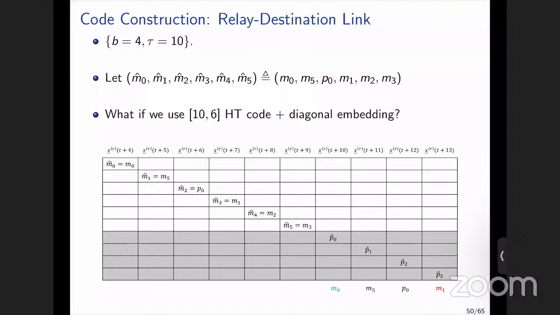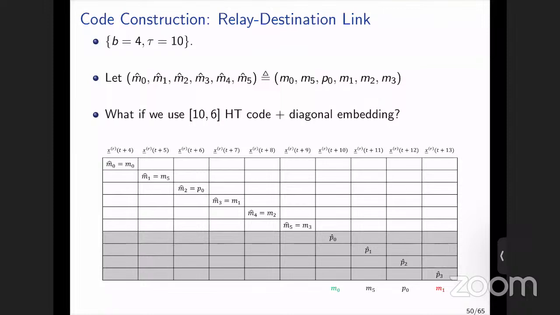So I have these message symbols: M0, M5, P0, M1, M2, M3. Let's assume that these are my new message symbols for the relay. The relay will use these new message symbols for the encoding. That's why I have introduced a cap: M0 cap, M1 cap, M2 cap, M3 cap, M4 cap, M5 cap. These are the message symbols which are going to be used by the relay in its encoding. M0 cap is M0, M1 cap is M5, and so on.